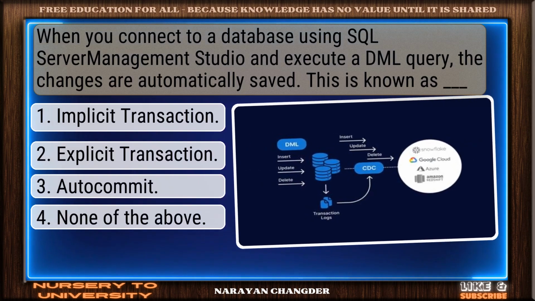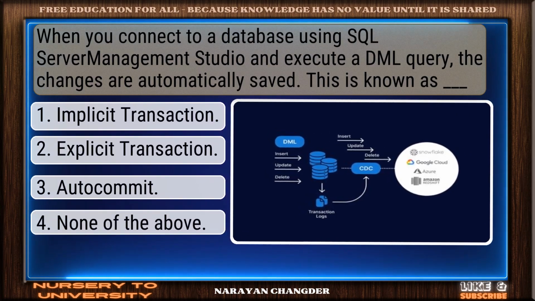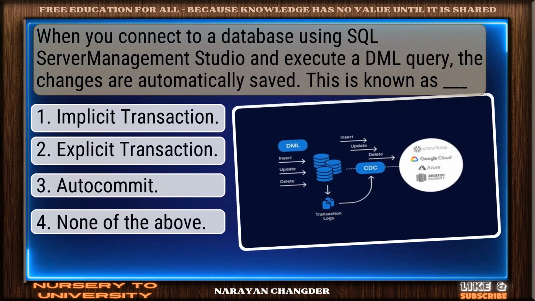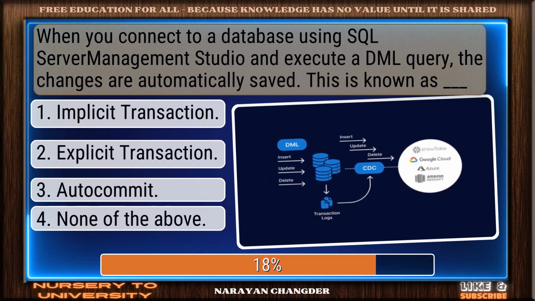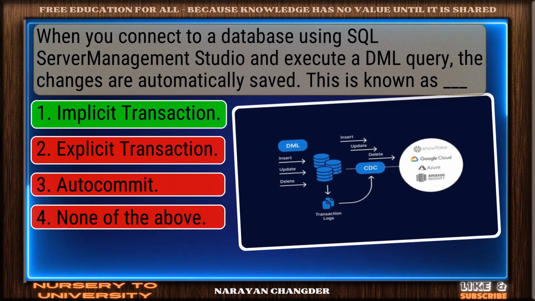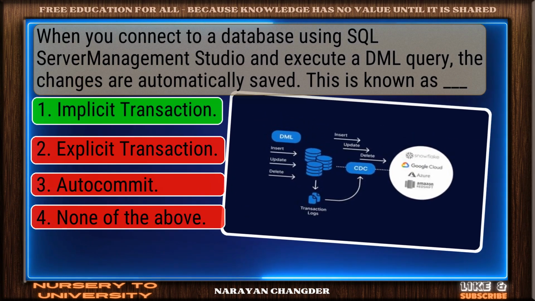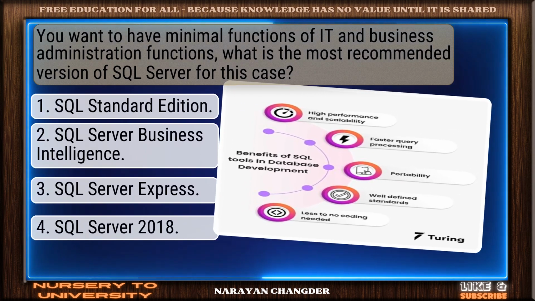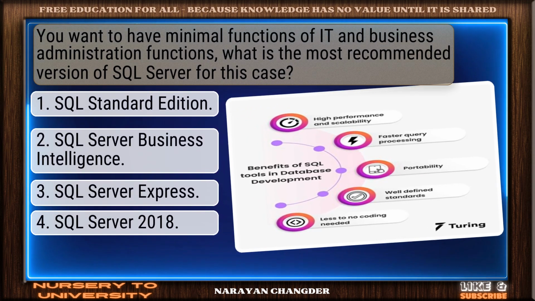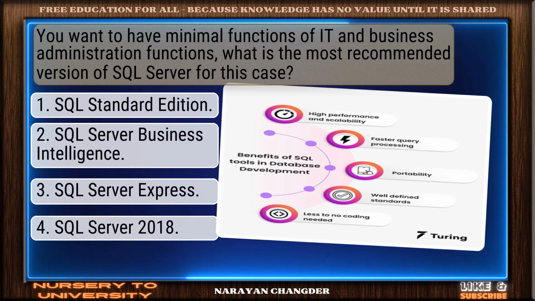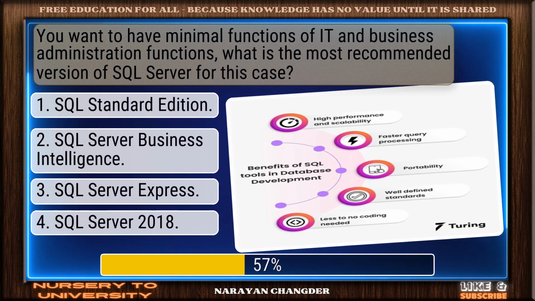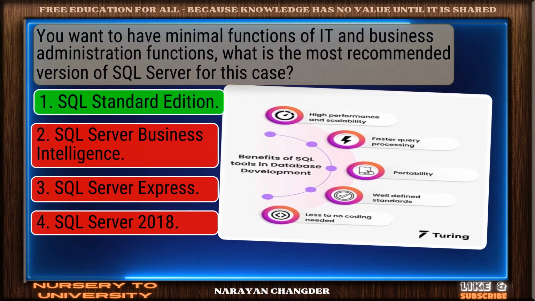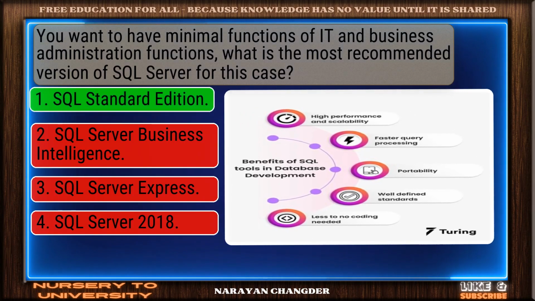Question number 3. When you connect to a database using SQL Server Management Studio and execute a DML query, the changes are automatically saved. This is known as Dash. Good job. Your answer implicit transaction works well here. Question number 4. You want to have minimal functions of it and business administration functions. What is the most recommended version of SQL Server for this case? Clear logic. Your choice, SQL Standard Edition, is sound and 100% true.